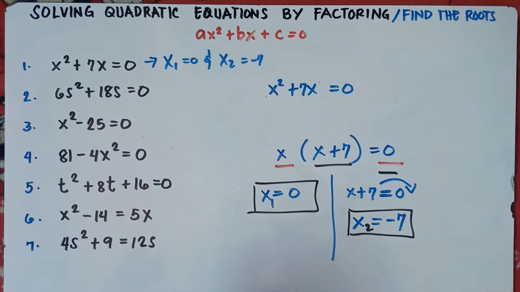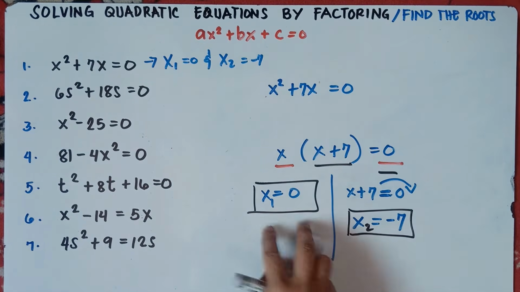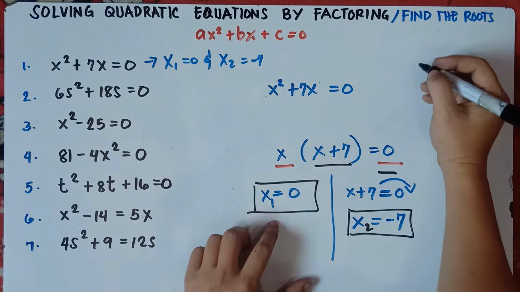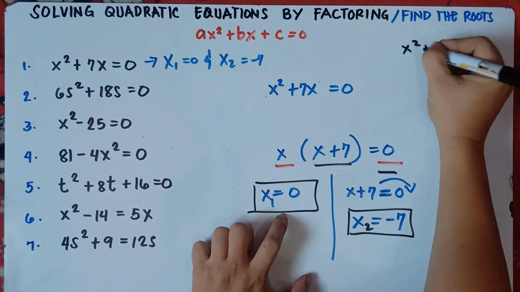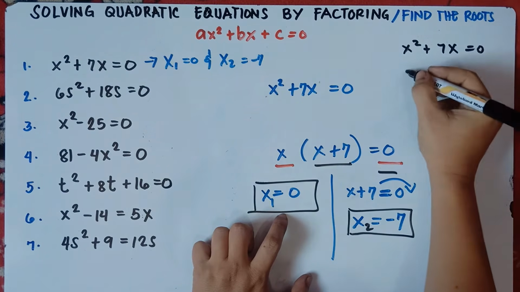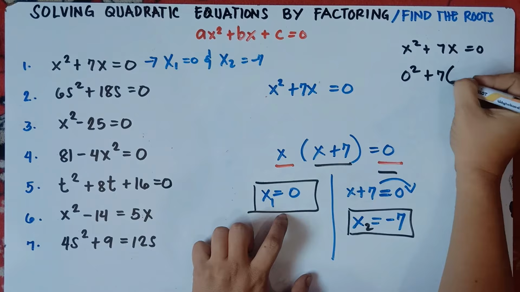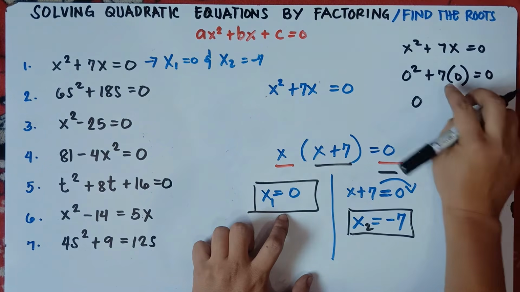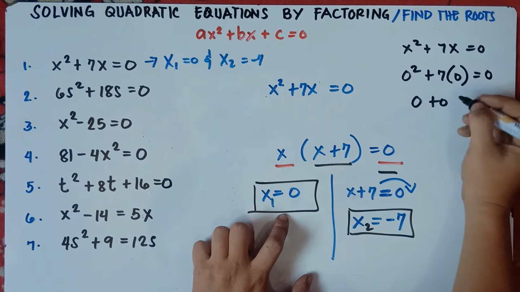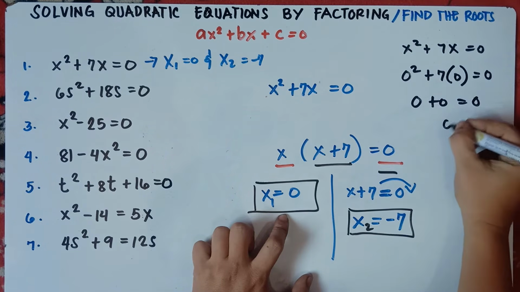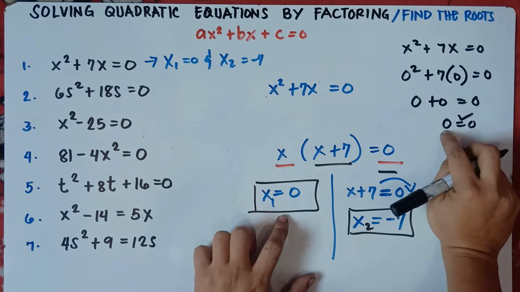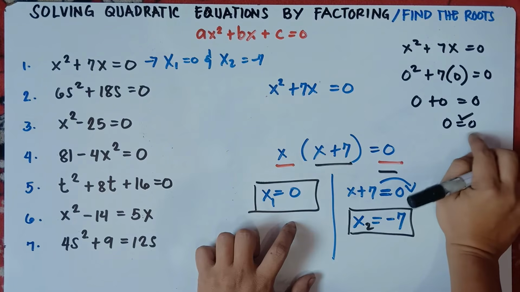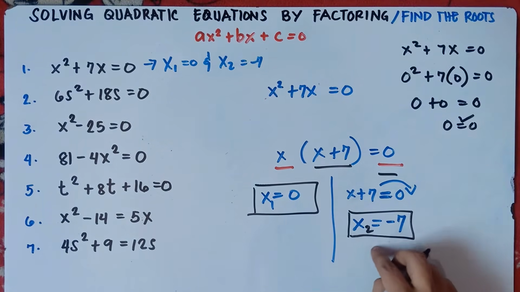If the teacher asks you to check your answer, you can simply substitute the x value into this equation. So let's check this one. If x is 0 in this equation, 0 squared plus 7 times 0 equals 0. 0 times 0 is 0. 7 times 0 is 0. 0 plus 0 is 0, equals 0. Since the left side is equal to the right side of the equal sign, your answer is correct.